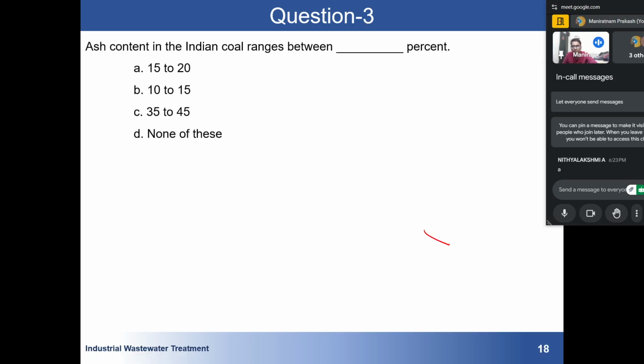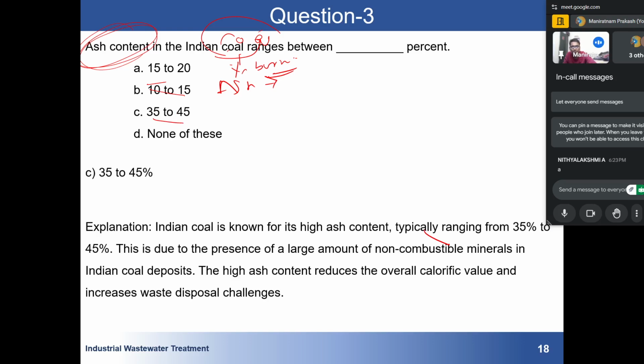Question number three: ash content in Indian coal ranges between... This is something you should know. After burning coal, if you burn coal, then you get ash. So what is its content? 50 to 20, 10 to 15, 35 to 45? Okay, anyone? No? Then the general range is 35 to 45%.